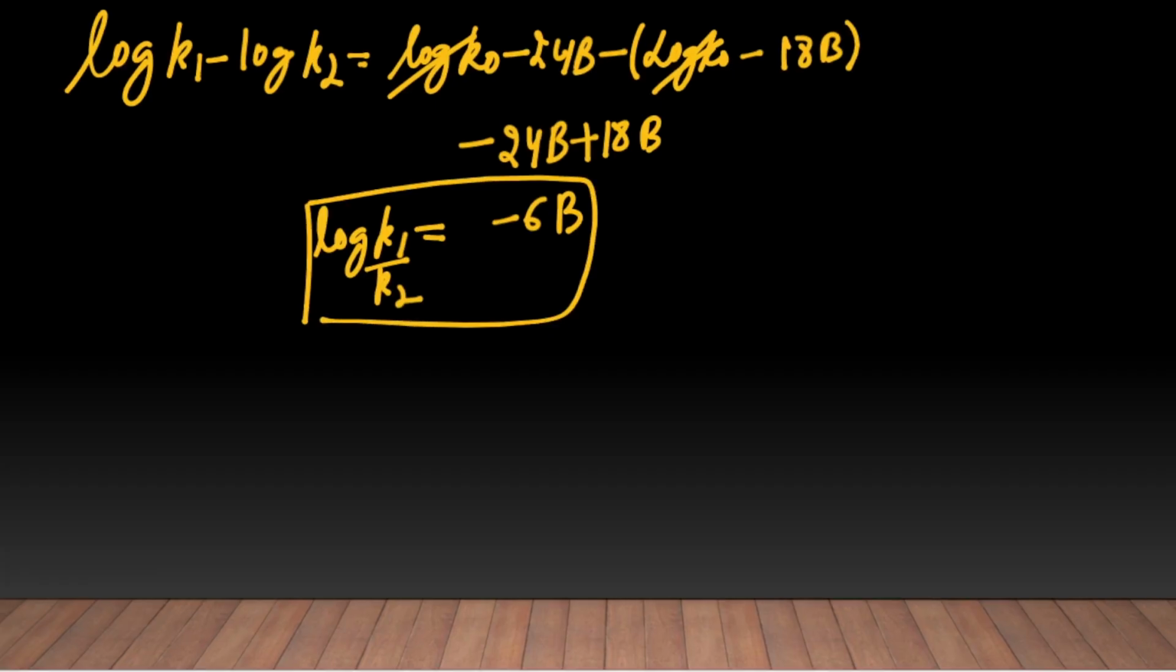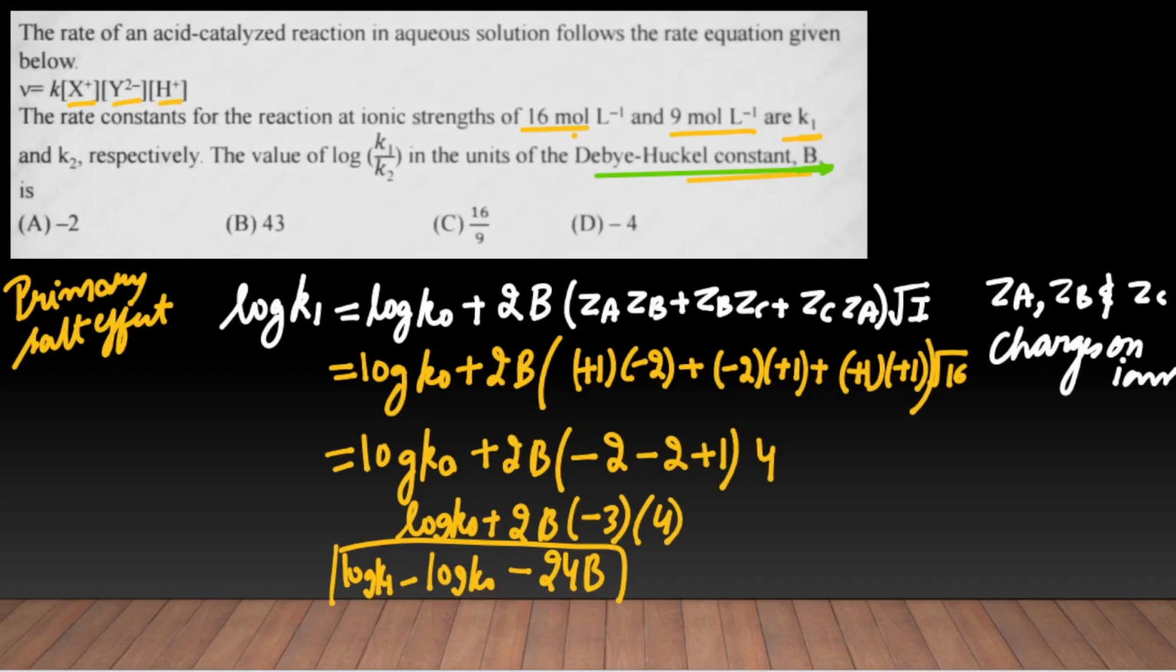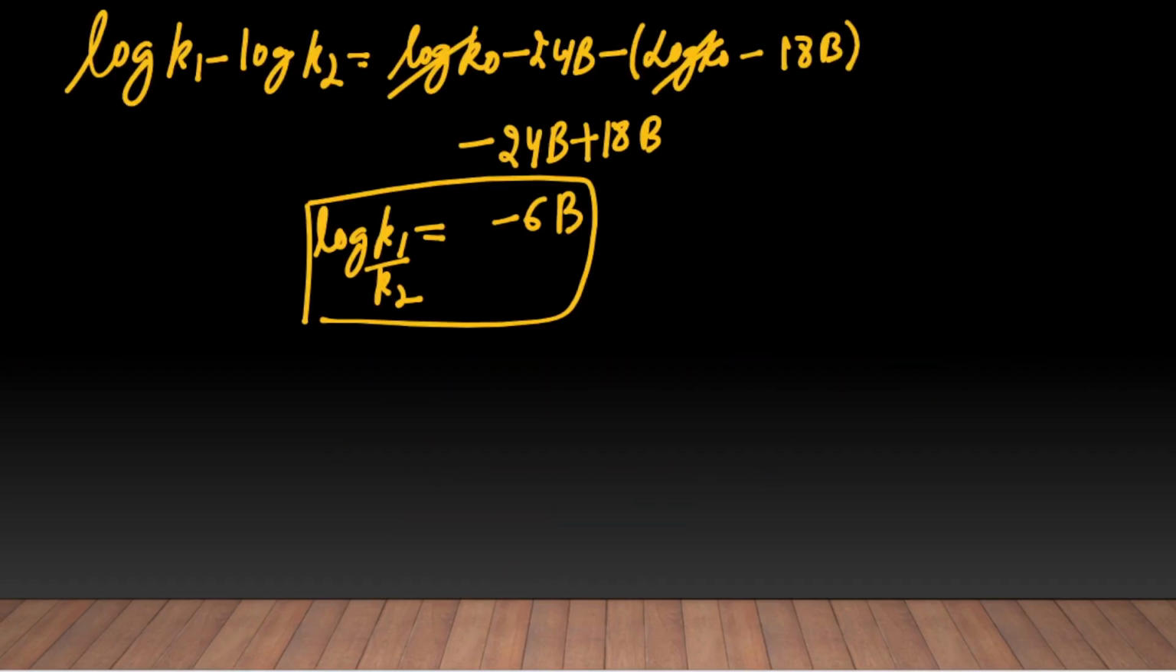Here, if I look at the options, you can see none of the options matches this answer, nor is the Debye-Huckel constant b given in terms of which the answers would have been given. When this question was asked, it was in the paper for the June exam conducted in December, the 2023 June exam, merged cycle. This question was omitted from that because none of the options was correct. So the correct answer will be minus 6b only.